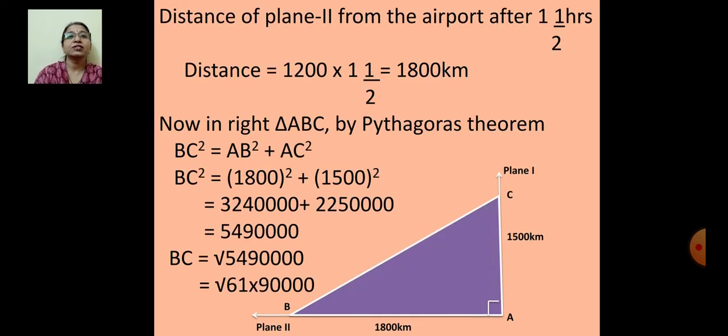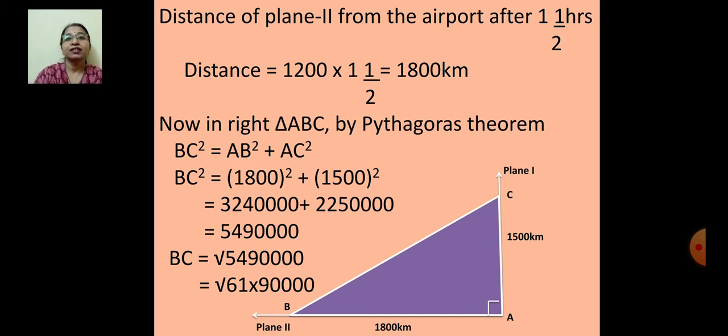Yes. So the distance of plane 2 from the airport after 1.5 hours is equal to speed into time. Again convert this mixed fraction into an improper fraction. Simplify. This value will be 1800 km. So now AB distance is 1800 km.